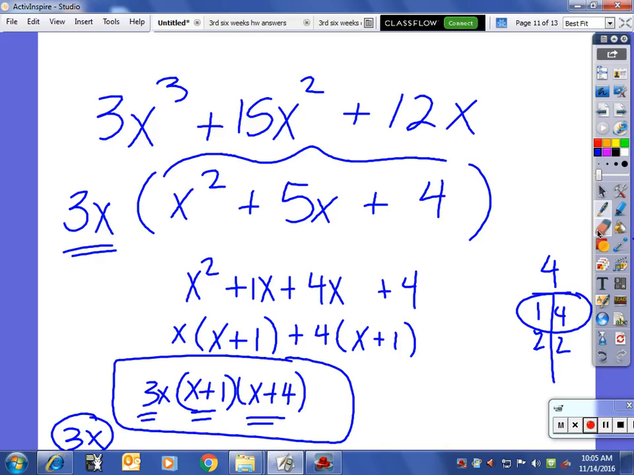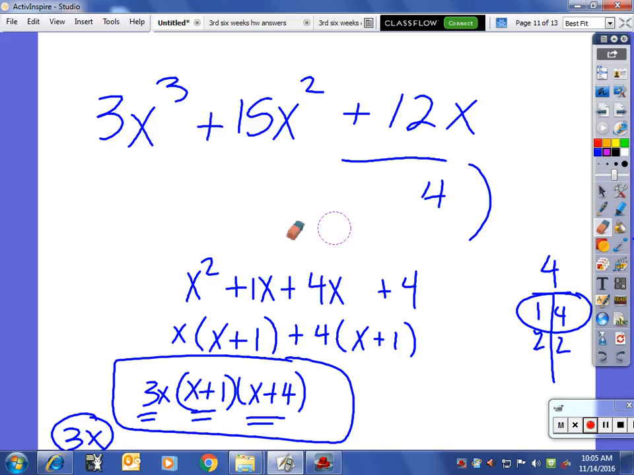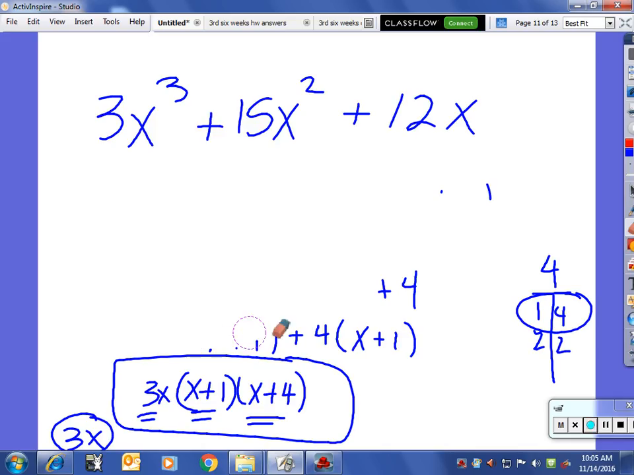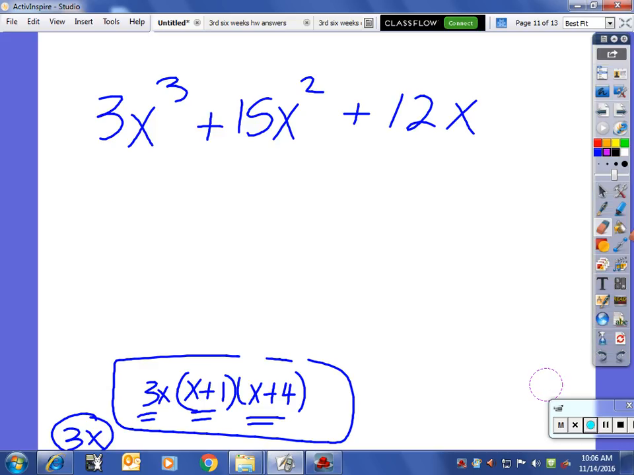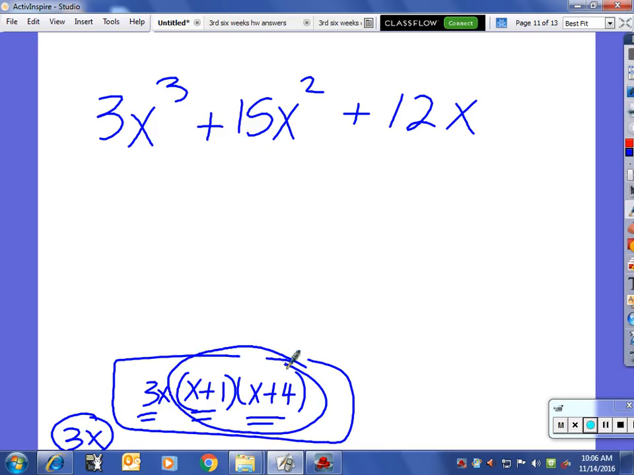Now, how could you check yourself? Your answer should multiply back to give you what you started with. They get harder to check as the factors get bigger. What I would do on one like this, I would probably do the 2 binomials times each other first and then multiply by 3x, but I'm going to go through how I could check this real quick, just to prove to you this does equal what we started with.